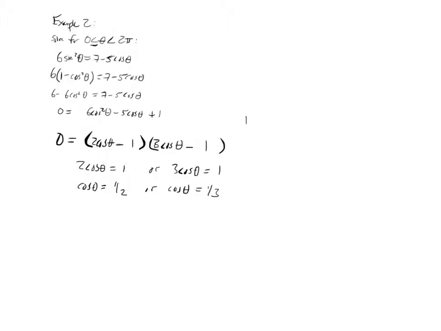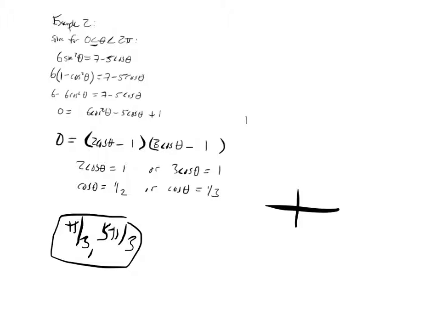So, going from 0 to 2 pi, where's my cosine equal to 1/2? That's pretty easy. That's going to be at pi over 3, or at 5 pi over 3. That's easy. And now over here I'm looking for cosine theta equals 1/3. Well, I know I'm going to get here, and I know I'm going to get here.